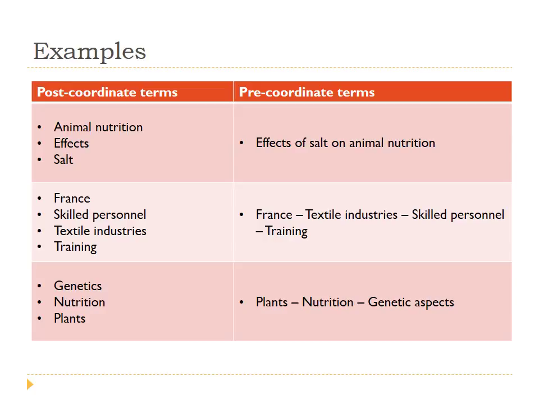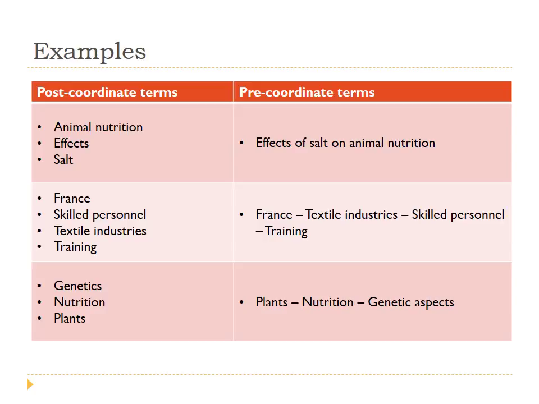So remember that that doesn't mean it's a pre-coordinate term. That's a post-coordinate term. Skilled personnel is a unique concept. The same with textile industries, training. We might have an example, say from Library of Congress subject headings, that creates a pre-coordinate term, France-textile industries-skilled personnel-training. So combining all of those concepts into one single term.